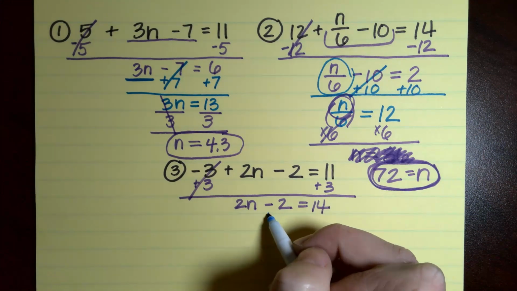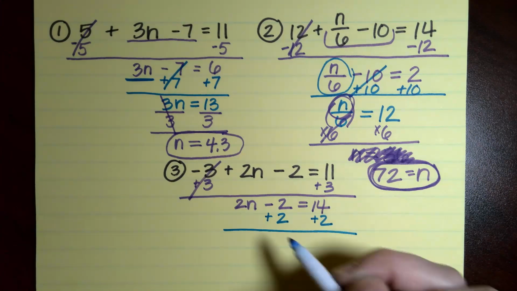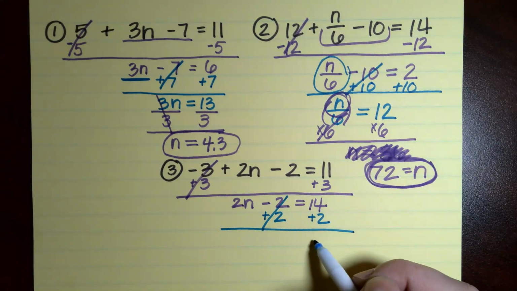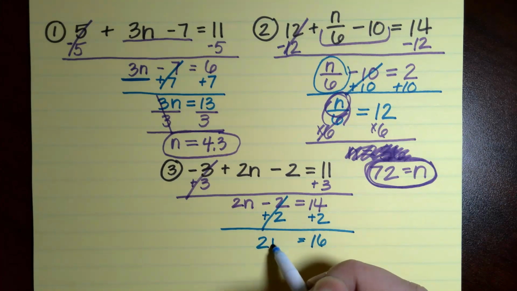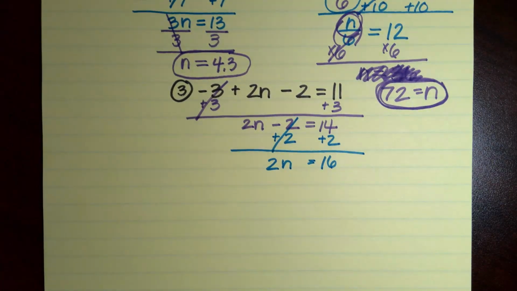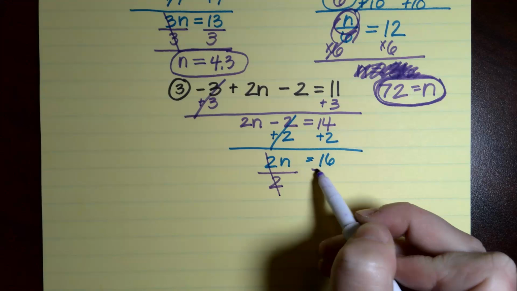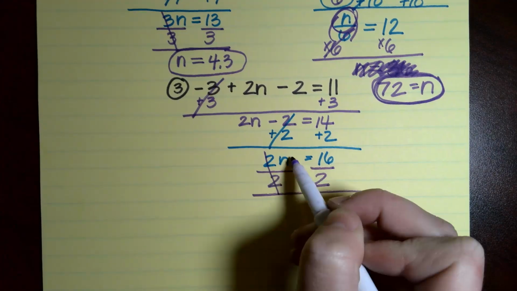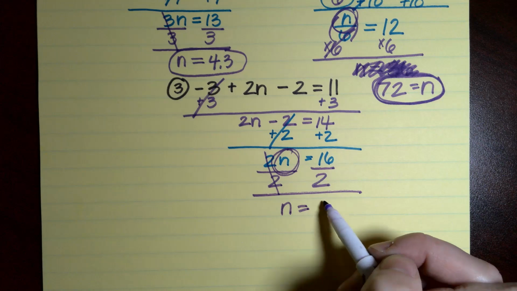Add 2 to both sides. 2's cancel. 14 plus 2 is 16 equals 2 times n. Last step? Divide. We have 2 times n. Let's do that divided by 2 to get rid of it. Both sides divided by 2. n is by itself, and it equals 8.